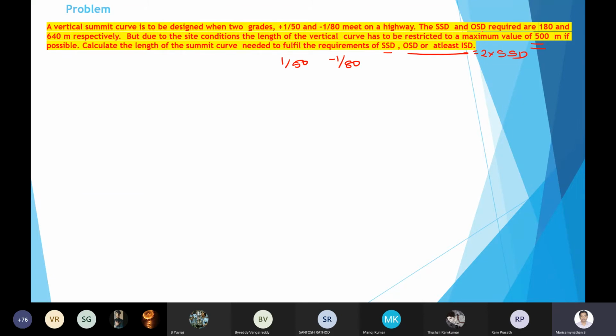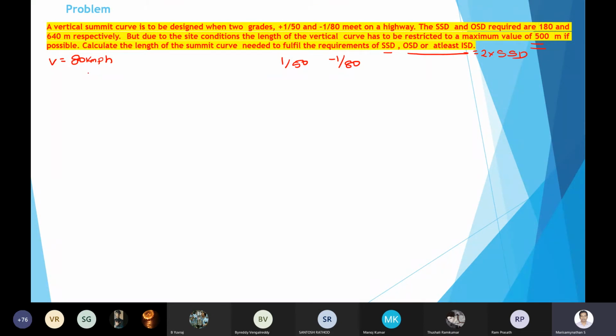So here, the design speed has not been given. In that case, we are assuming it is on a highway with a design speed of 80 kilometer per hour. Mostly, if the design speed is not given in the problem, we can take it as 80 kilometer per hour.